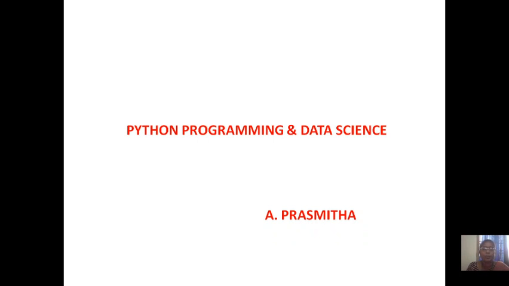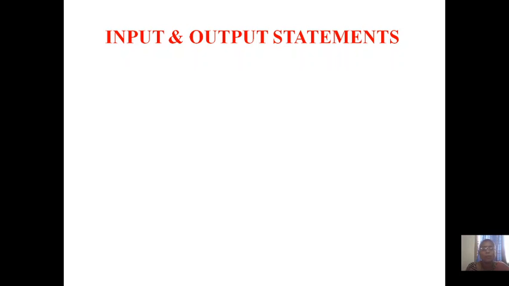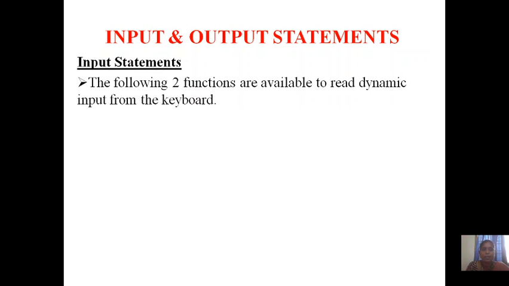Friends, in today's video lecture we are going to learn about the input and output statements used in Python 3.7. So let us see the input statements. The following two functions are available to read dynamic input from the keyboard. First one is raw_input and the second one is input.